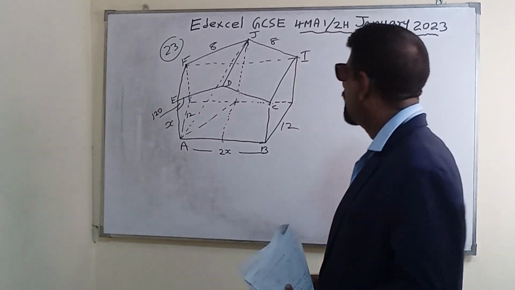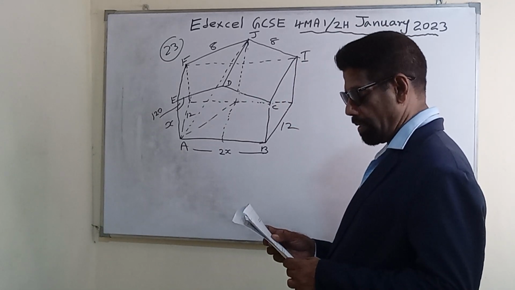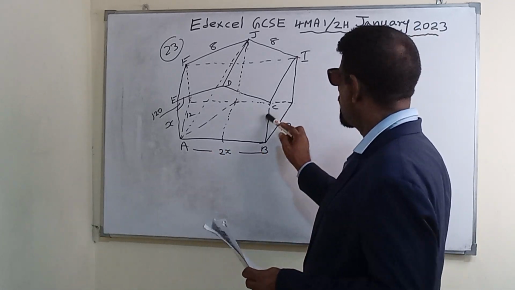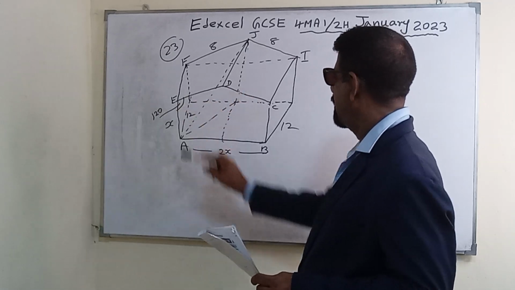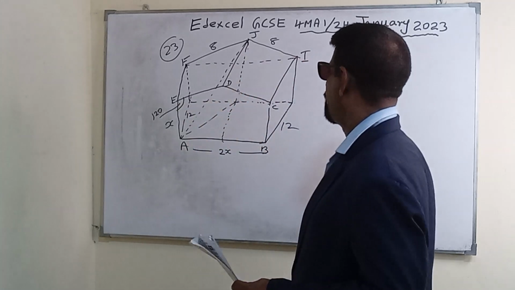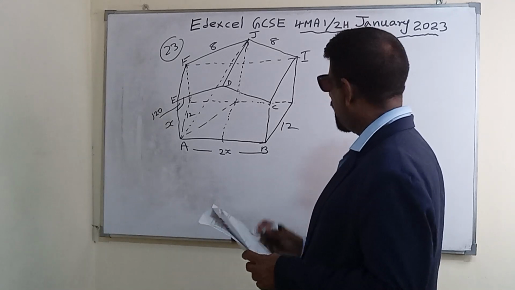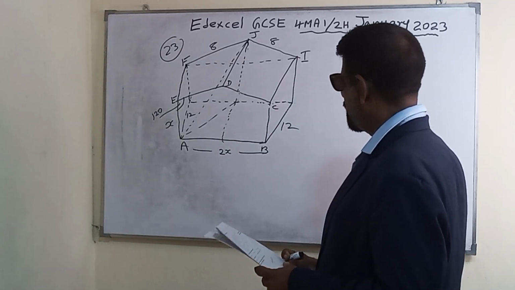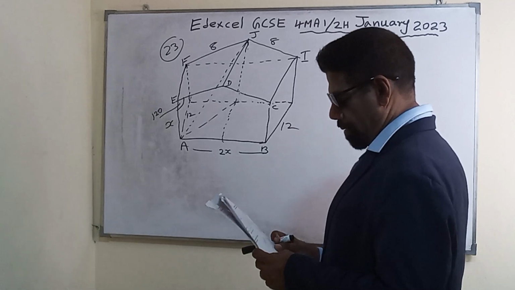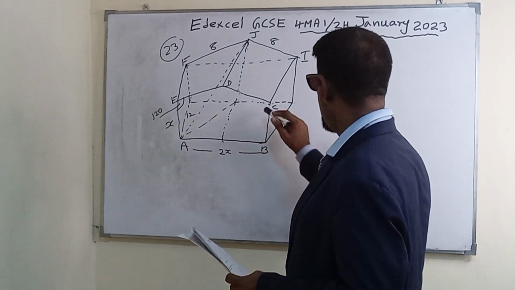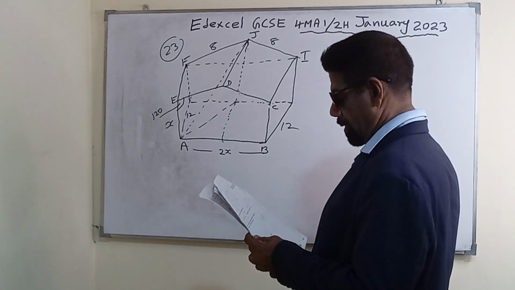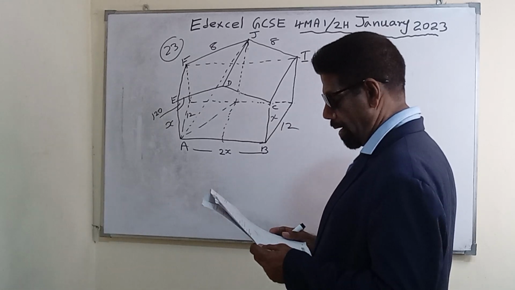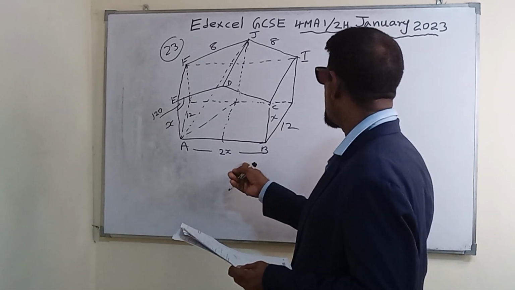The diagram shows the solid prism ABCD, a solid prism A, B, C, D, E, I, J, F. The cross section is a pentagon. We are given AE equals BC equals x, and AB is 2x.